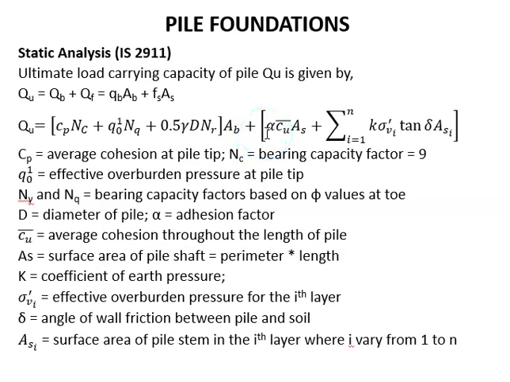Alpha is the adhesion factor. c_u bar is the average cohesion. A_s is the surface area. Here K is the coefficient of earth pressure. Sigma_vi' is the average effective stress corresponding to a particular layer. Then delta is the angle of wall friction between pile and soil. And A_si represents the surface area of the pile in the ith layer.